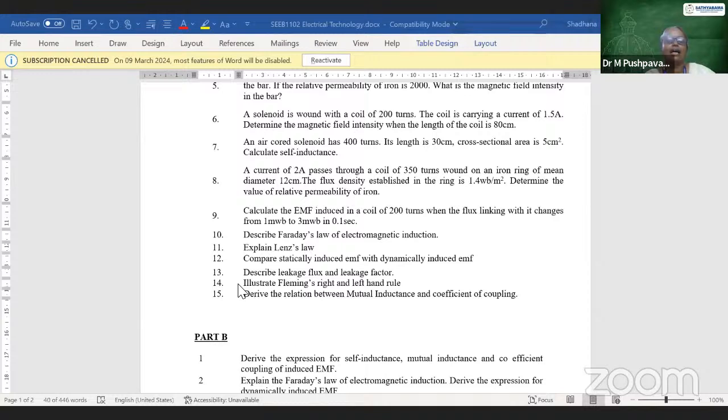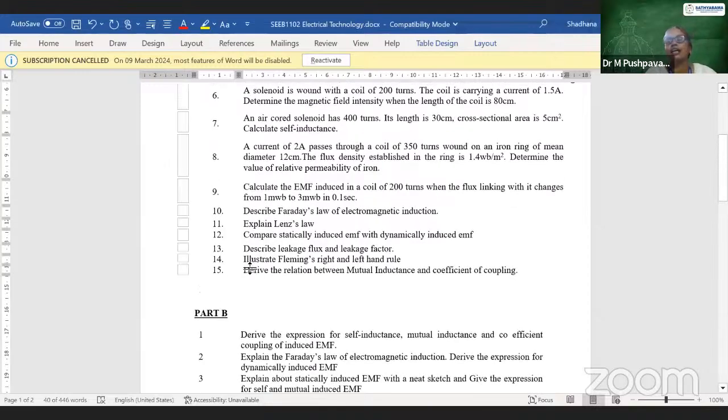Describe leakage flux and the leakage factor. Illustrate Fleming's left-hand rule and right-hand rule. Fleming's right-hand rule is for generator, left-hand rule for motor and all. That all we have to study as a 2 mark.